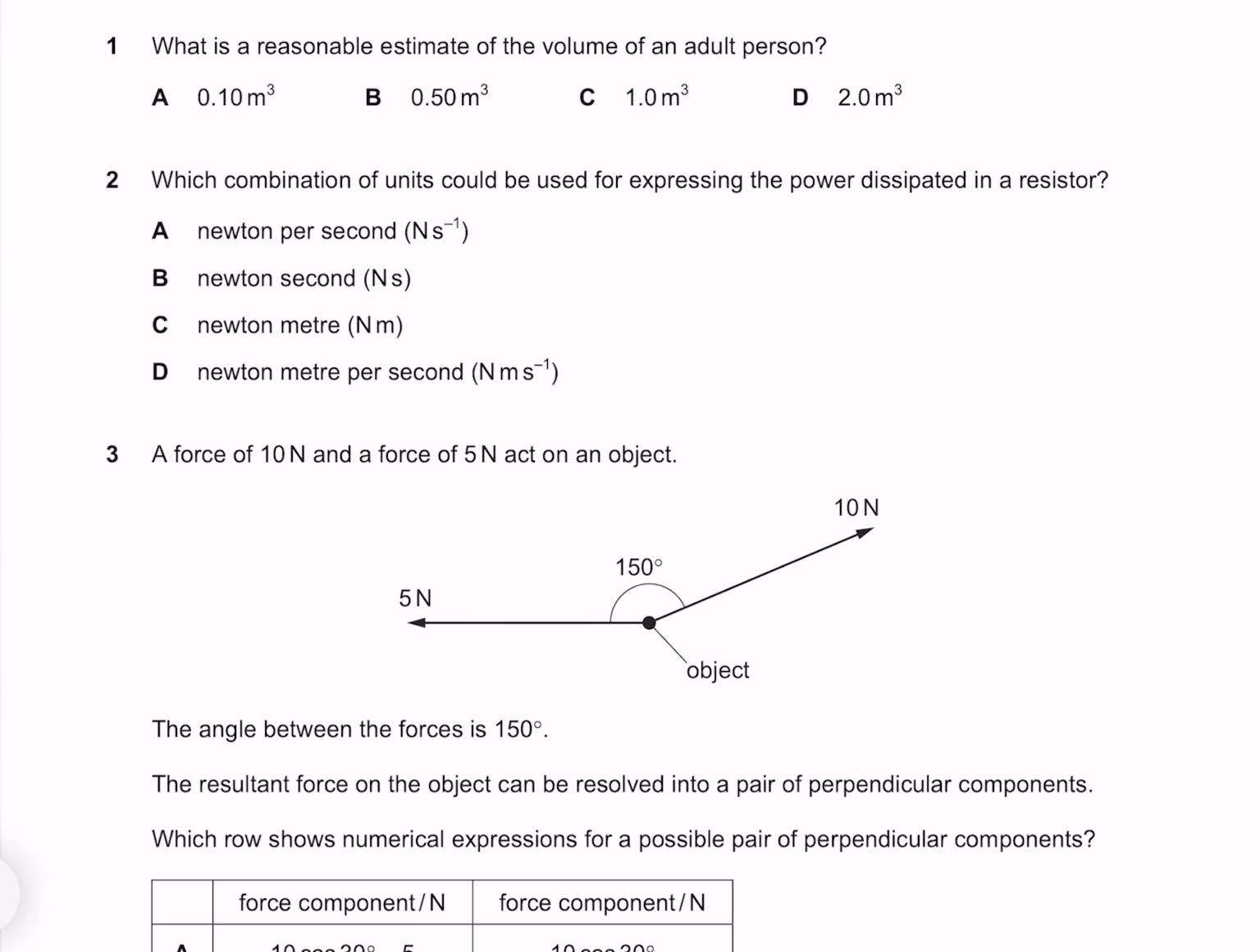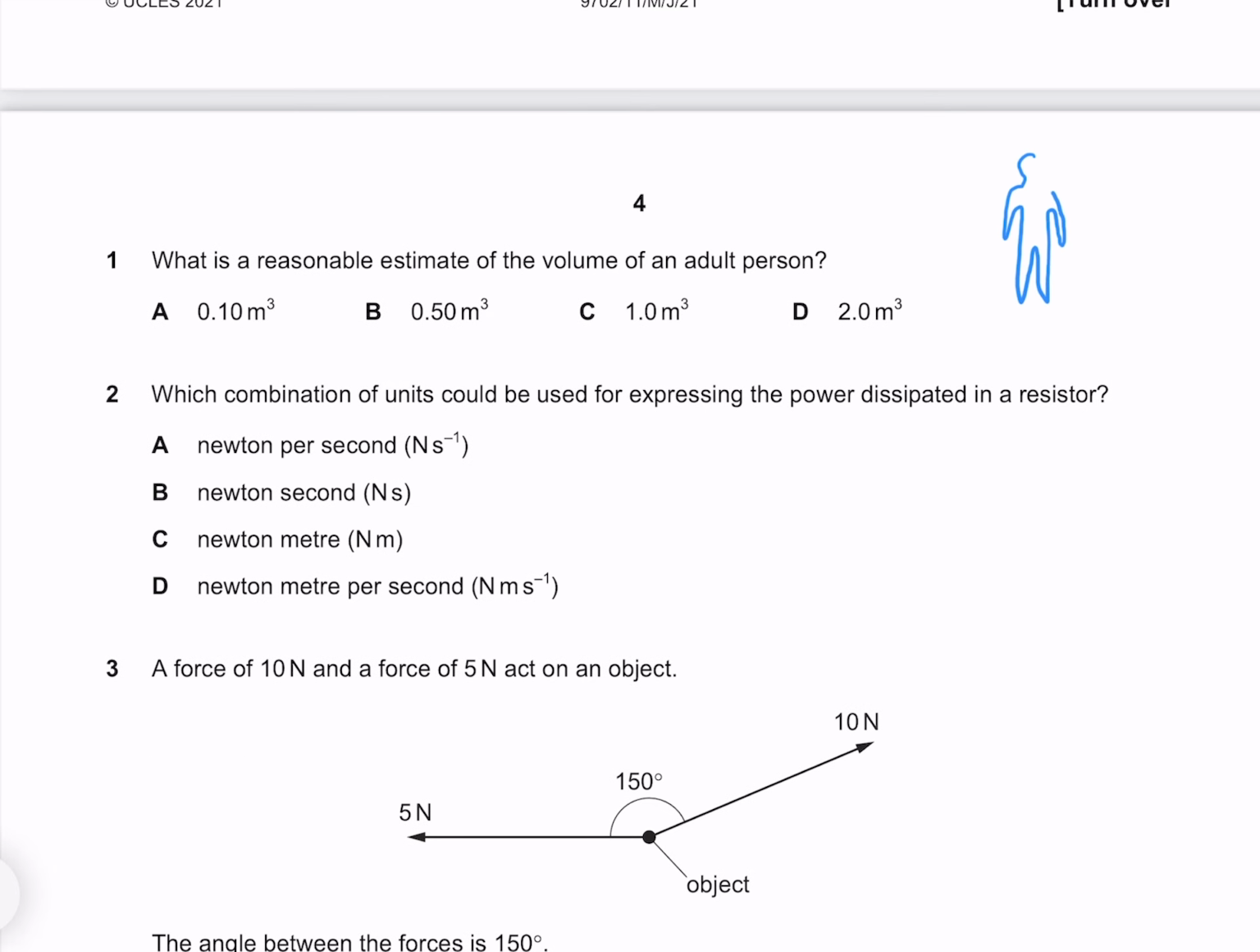What is a reasonable estimate of the volume of an adult person? If we were to consider an adult person, to estimate the volume, we need to estimate the three dimensions. We can imagine most of our mass is going to be concentrated within a height of about a meter, assume a depth of around 0.2 meters, and a reasonable width would be about 0.5 meters. Multiplying these together gives me 0.1 meter cubed, which by an honest coincidence is our answer A, but with any set of reasonable numbers you should land in this ballpark.